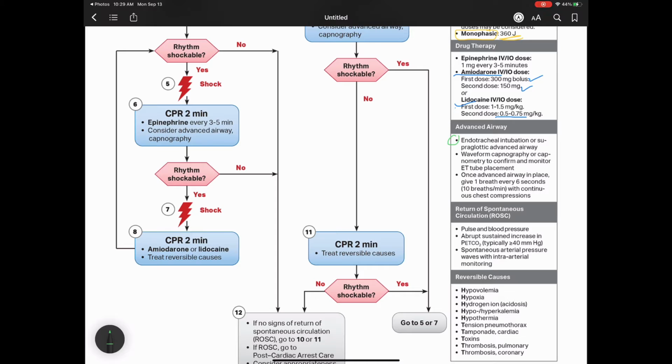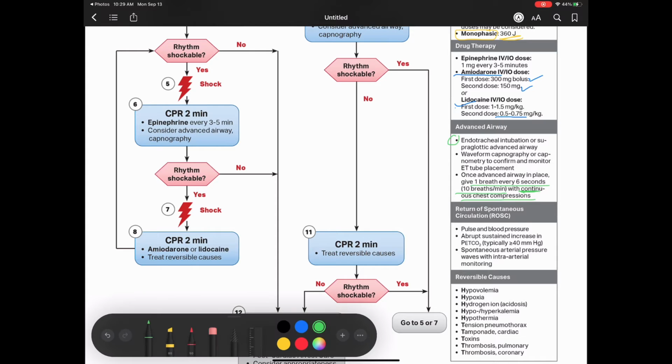Advanced airway should be done via endotracheal intubation or supraglottic advanced airway to secure ventilation. With an advanced airway, you have to make sure it is one breath every 6 seconds, which is 10 breaths per minute, with continuous chest compression.